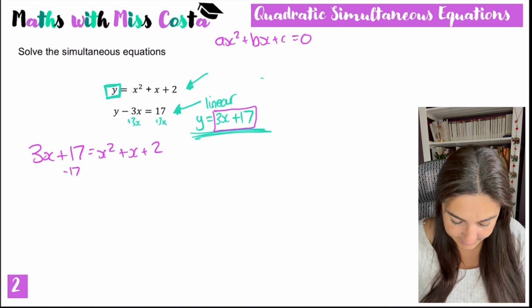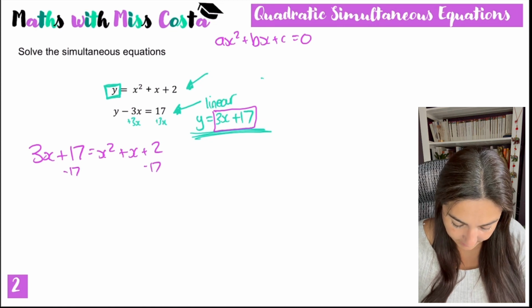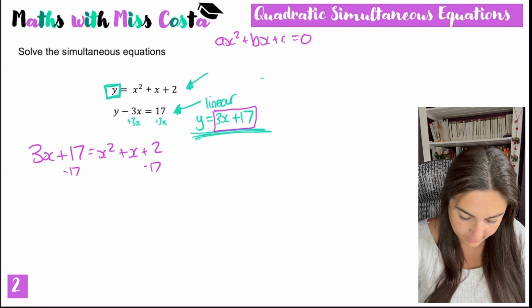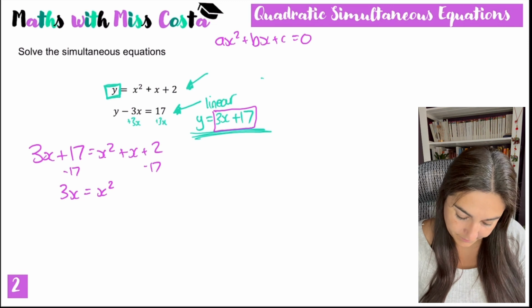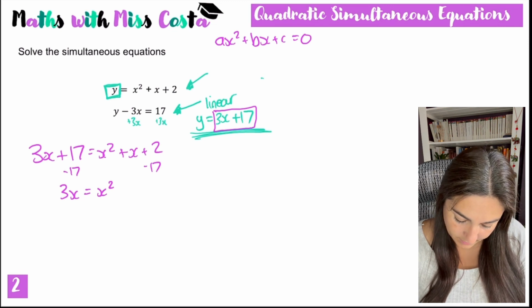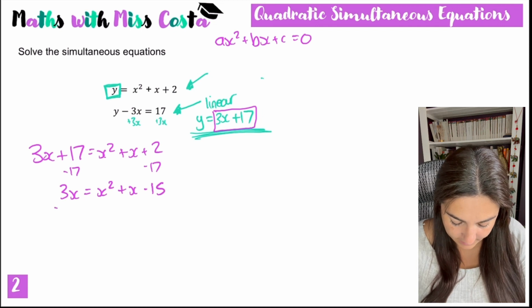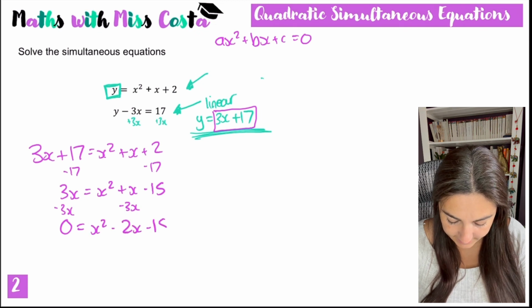So let's take 17 from both sides. Not 0 yet. 3x is x squared plus x, take 15, and then take 3x from both sides. So 0 equals x squared, take 2x, take 15.